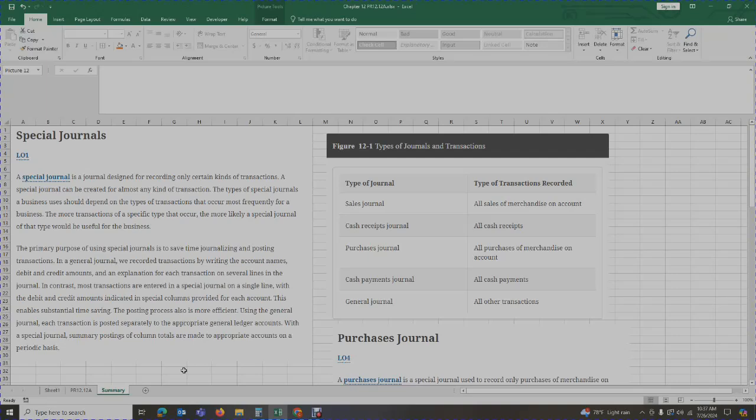And depending on the type of journal that you're using, some of those transactions are recorded daily, others are accumulated and recorded at the end of the month. Okay, so it just depends.